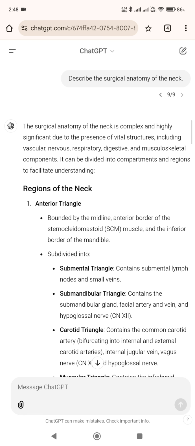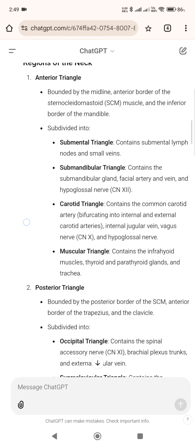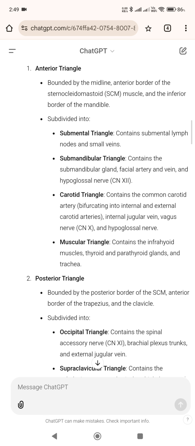Anterior triangle, bounded by the midline, anterior border of the sternocleidomastoid (SCM) muscle and the inferior border of the mandible. Subdivided into submental triangle, contains submental lymph nodes and small veins. Submandibular triangle, contains the submandibular gland, facial artery and vein, and hypoglossal nerve (CN XII).